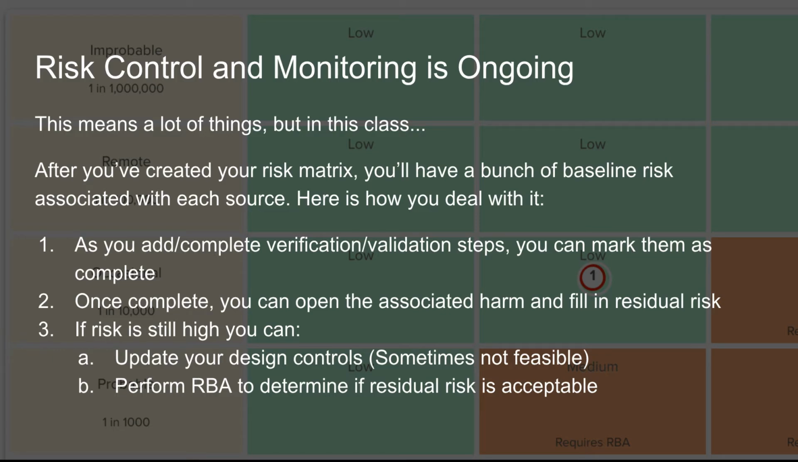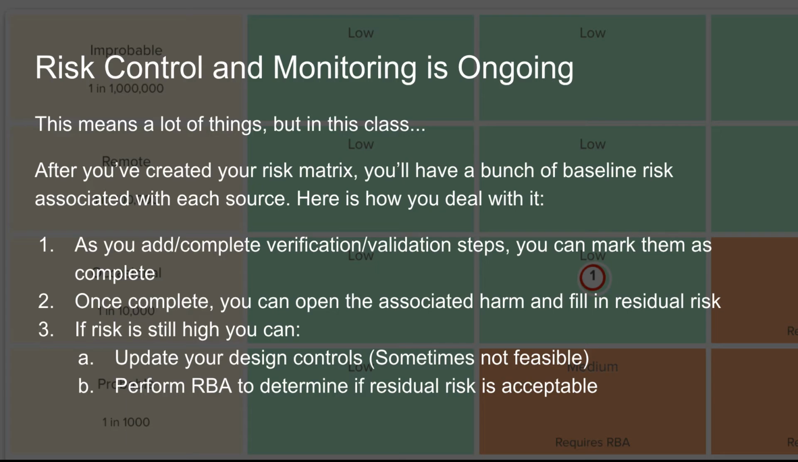Basically, once you've created a risk matrix, you'll have a bunch of baseline risks to begin with. So you create all your hazardous situations, foreseeable events and harms, and then you map them with severity and probability onto your acceptability matrix. From there you link your design control items and sources to that particular harm. So you're left with a bunch of elements that fall in this acceptability matrix. As you complete your verification and validation steps, you can mark them as complete, and then you can go back to the associated harm and fill in your residual risk.